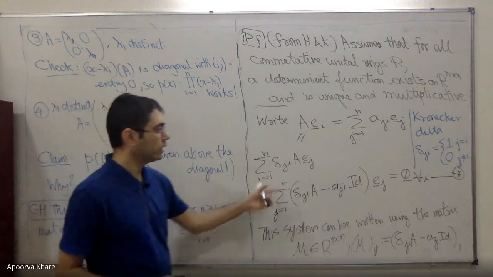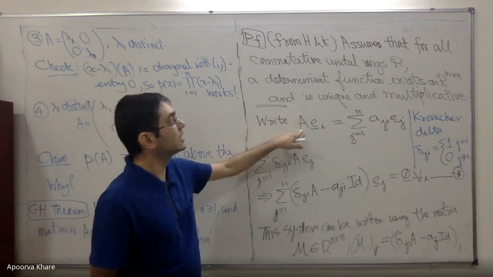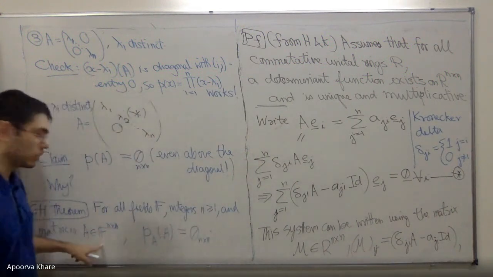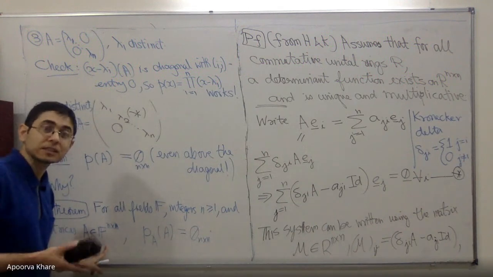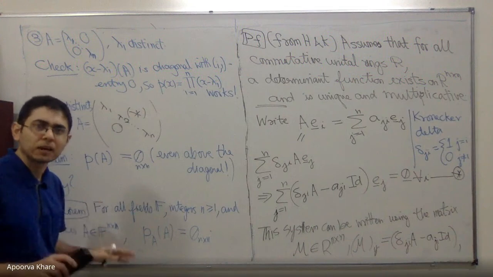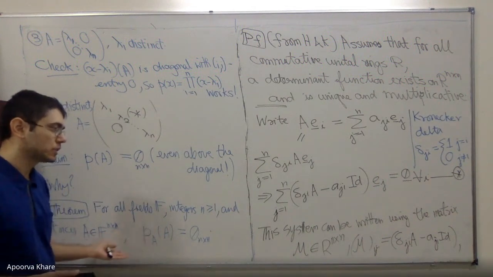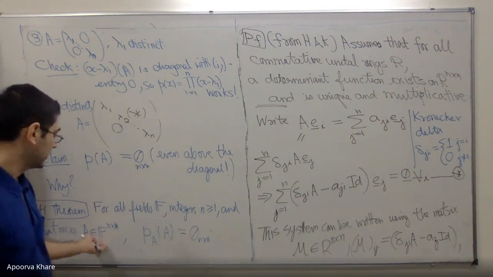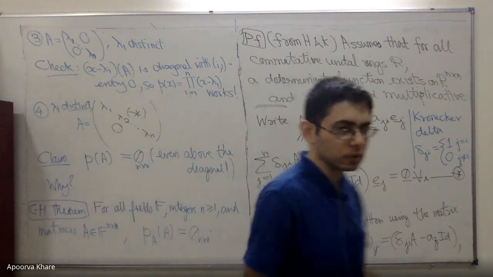Take the set of all... So where does A lie? A is a matrix in F to the n cross n. So R is going to be a subset, a subring of F to the n cross n, and it is going to be any subring which includes A and identity. But I could even take R to be F to the n cross n.